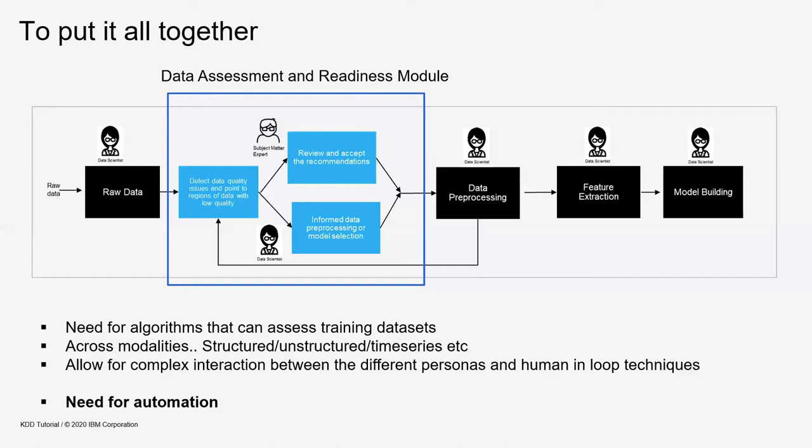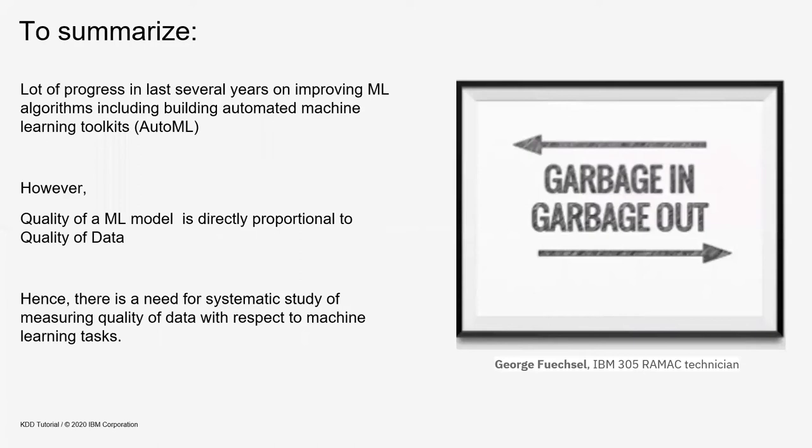Moving forward, to summarize, we have seen that within research and even in the industry, lots and lots of progress has been made with machine learning models to make them smarter, faster, automated, etc. However, the quality of a machine learning model is going to be directly proportional to the quality of the input data. So there is a need for systematic study of measuring the quality of data with respect to machine learning tasks. And that's what we're going to focus on in the tutorial today.